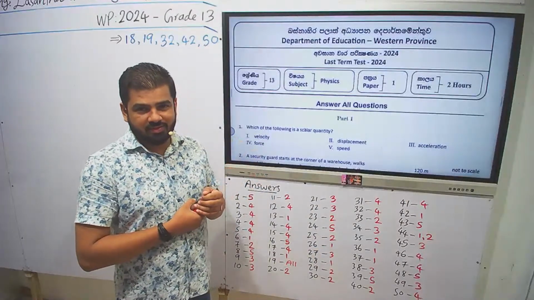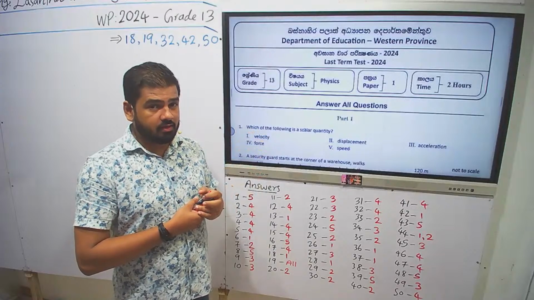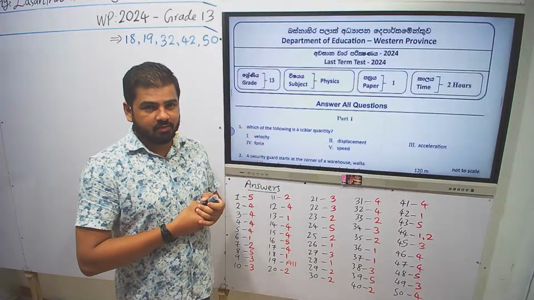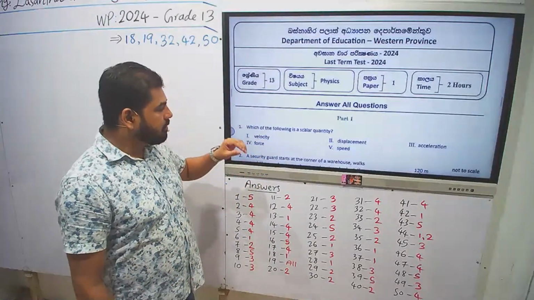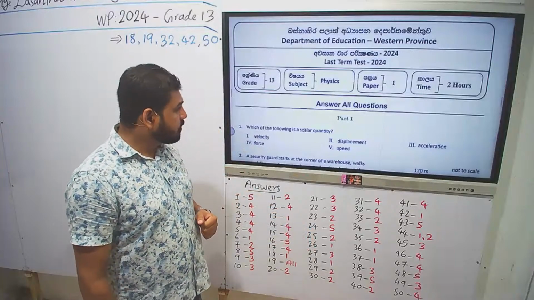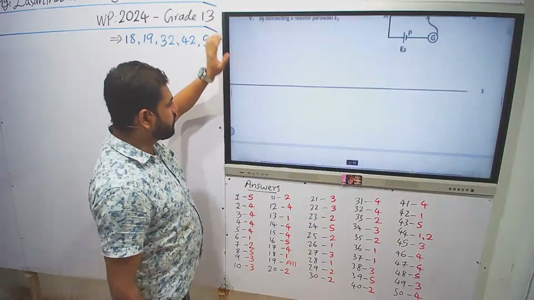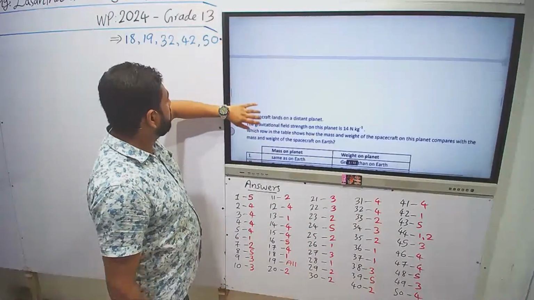Today we are here to discuss the third term test paper given by the Western Province. To be honest, this paper is much easier, and it is not at the standard expected in the final exam. So I'm not going to discuss all the questions. I gave you all the answers. So let's jump into these 5 questions. There are a few points that I need to address.